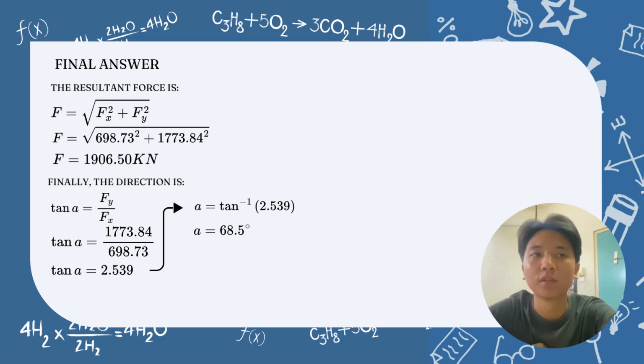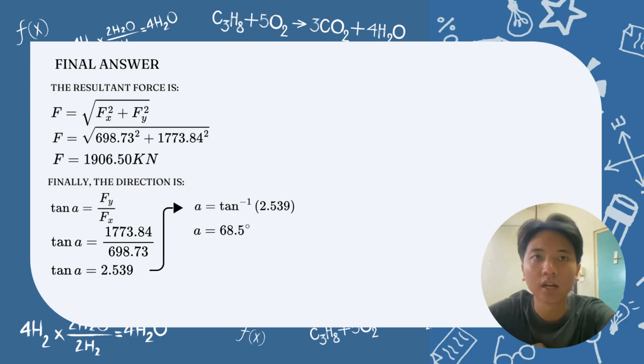For the last step, the resultant force is calculated by combining the vertical and horizontal components. The vertical component is 698.73, and the horizontal component is 1773.84. When the components are combined, the magnitude of the resultant force is 1906.5 kN.